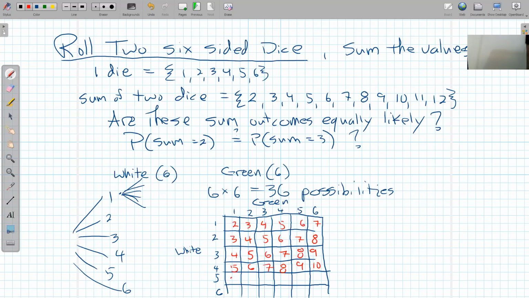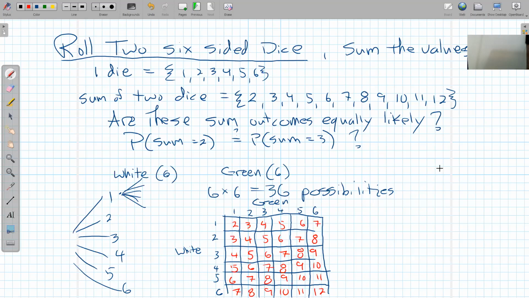Let's see, where am I at? 6, 7, 8, 9, 10, 11, 7, 8, 9, 10, 11, and a 12. And so what I can see here is the sum of a 2 only occurs one way, right? 1 plus 1. 12 only occurs one place, 6 plus 6. But getting a 7, excuse me, there's 1, 2, 3, 4, 5, 6 different ways that can happen.